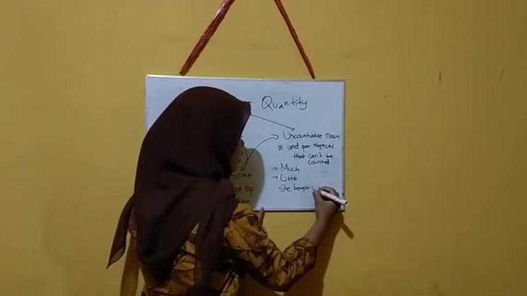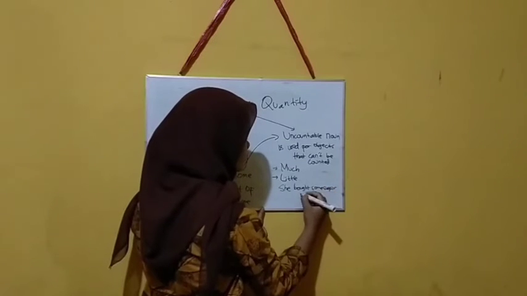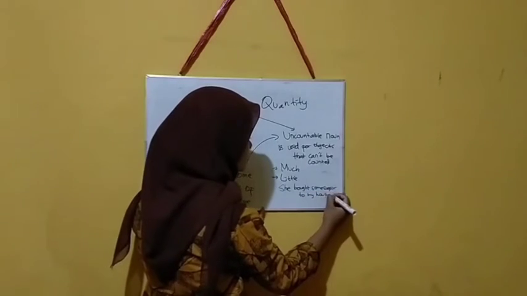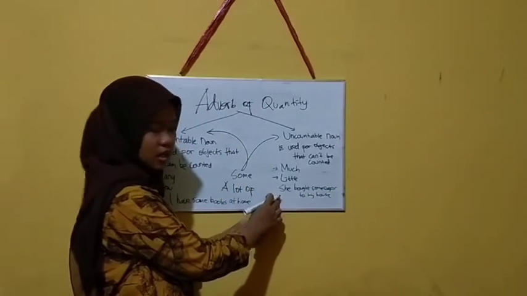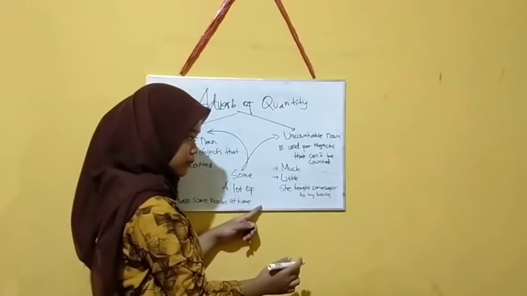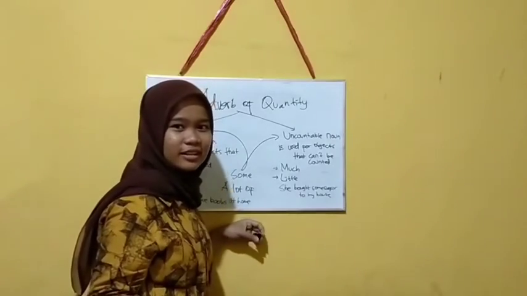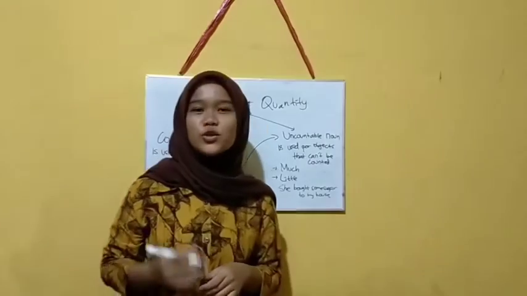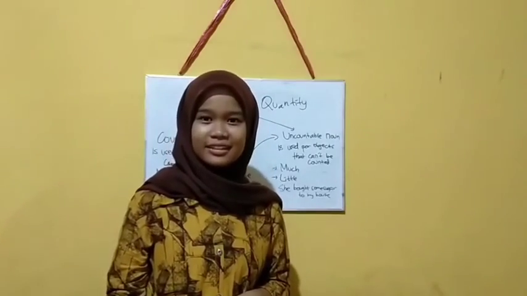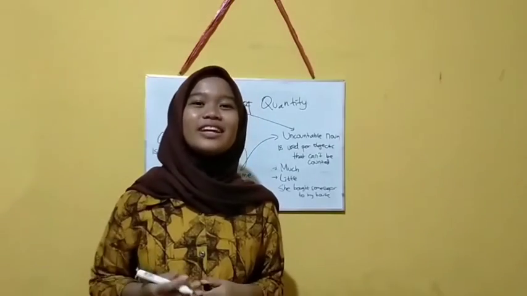And then in uncountable noun, the example is she bought some sugar to my house. She bought some sugar to my house. Okay. Do you understand about this material? Yes. Is it clear? Yes. Okay.